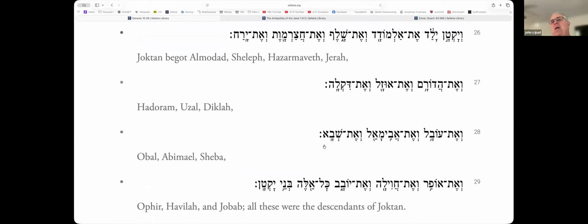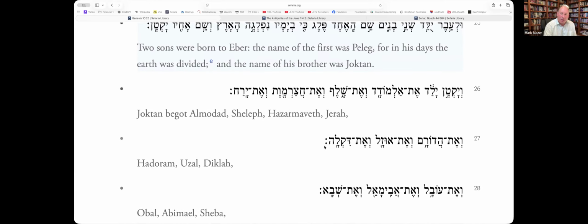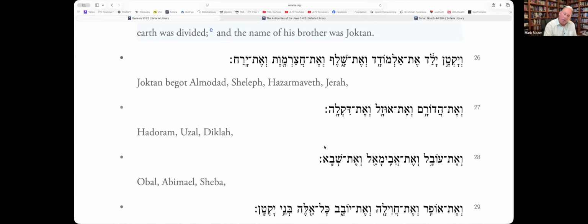Yoktan begot Almadad, Shelpha, Hasmara, Yera, Hadoram, Uzal, Dikla, Obal, Abimal, Sheba, Orpher, Havilah, and Yabal. All these were the descendants of Yoktan. Right. So these are all people that live in the area of Arabia, right? From Arabia and Yemen.